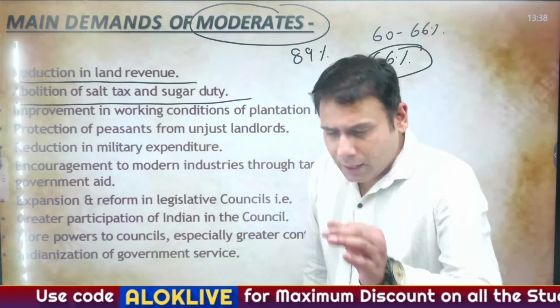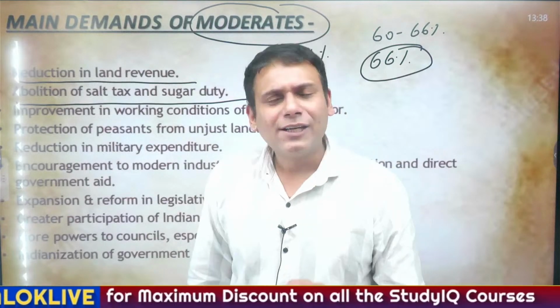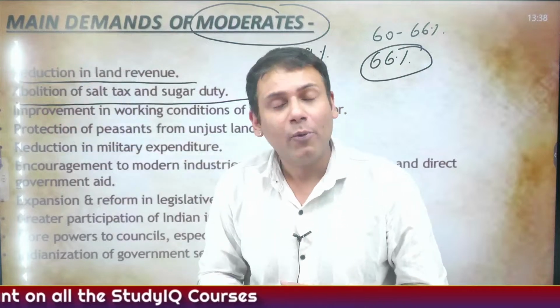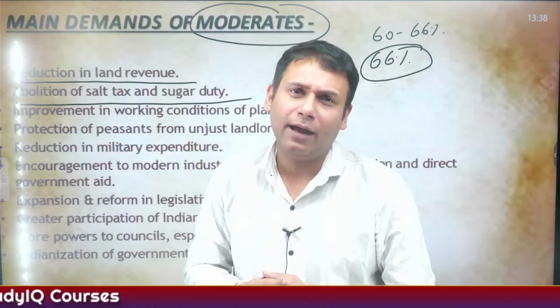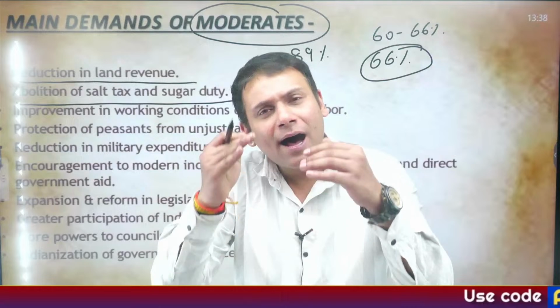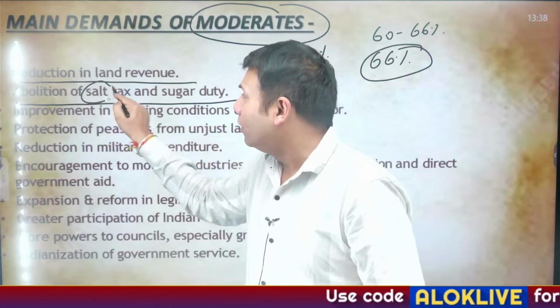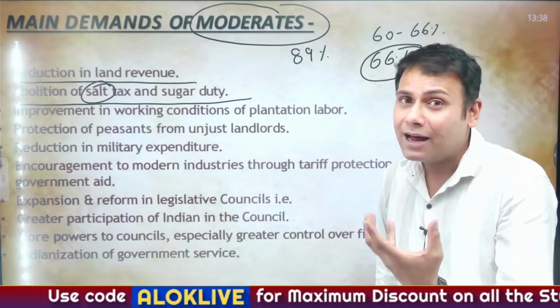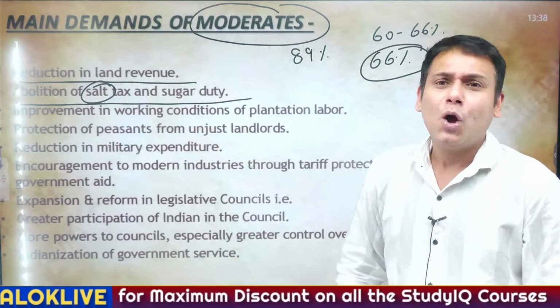Correct? I'll ask you one question, guys. We are going to study the civil disobedience movement. We will study the Dandi March in quite depth and detail. But why did Mahatma Gandhi choose salt in the Dandi March? He could have chosen a different cloth. He could have chosen khadi. He could have chosen sugar. Why salt?